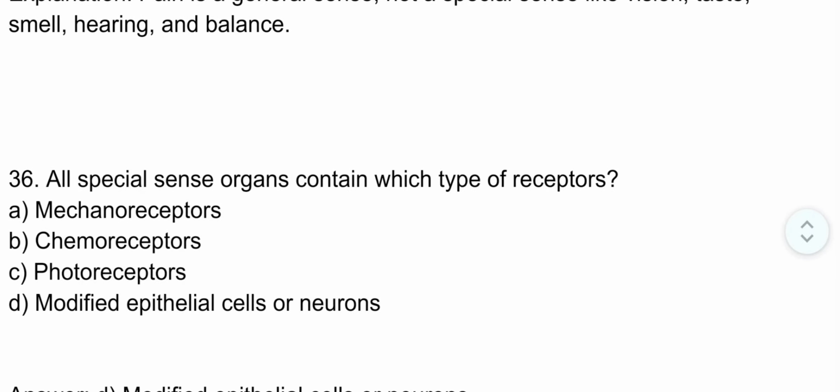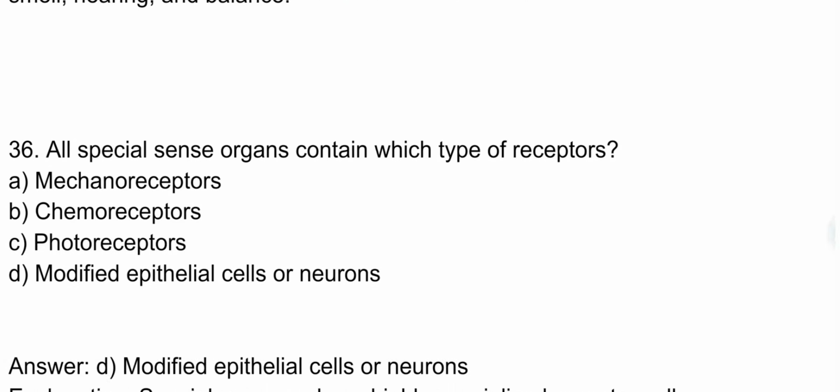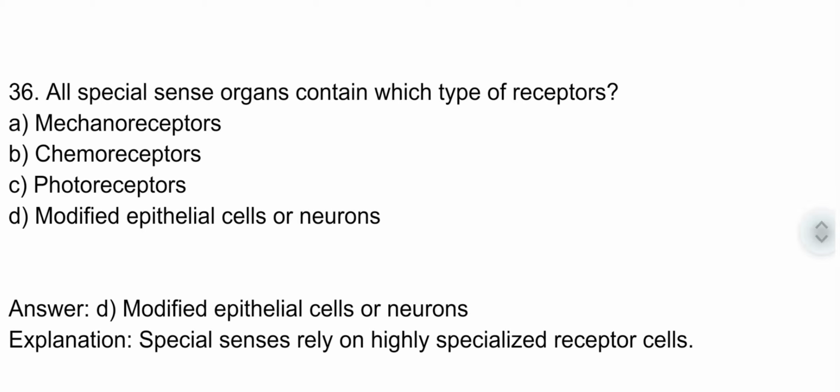Question number 36. All special sense organs contain which type of receptor? The correct option is option D. Modified epithelial cells or neurons. Special senses rely on highly specialized receptor cells.